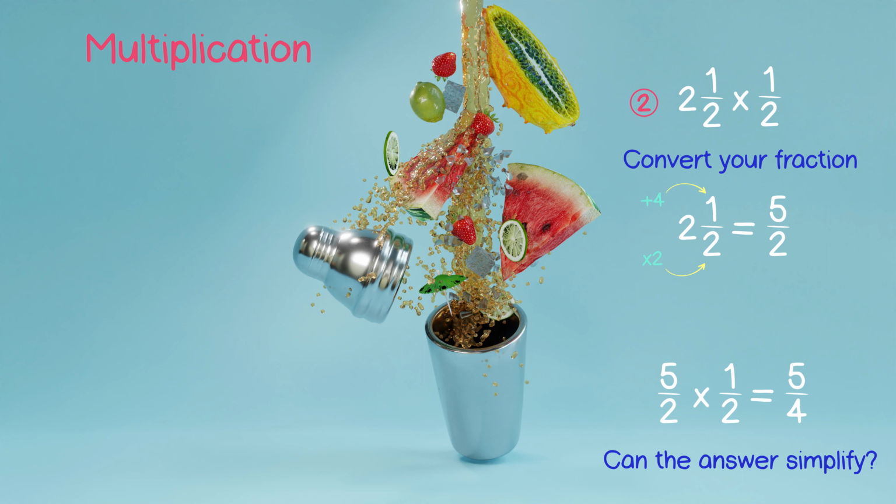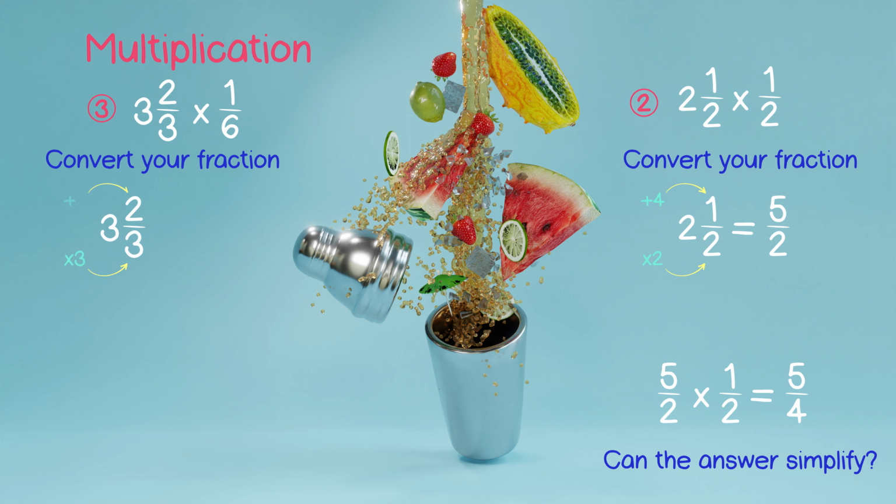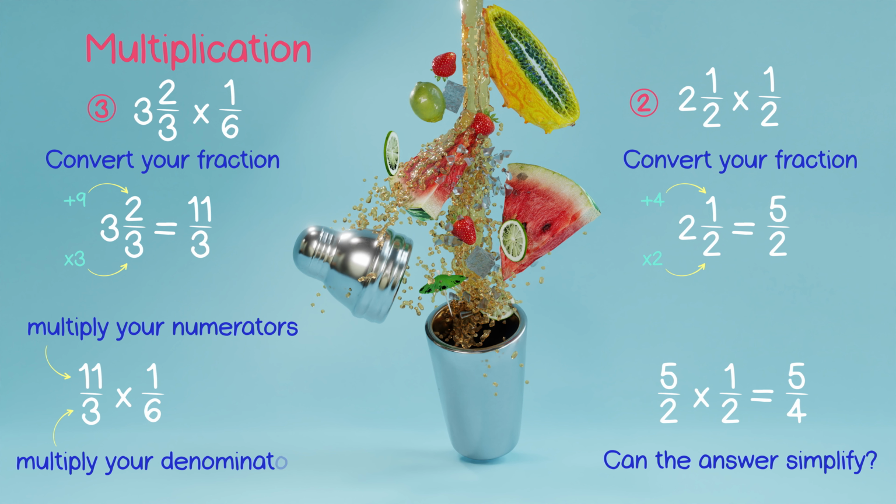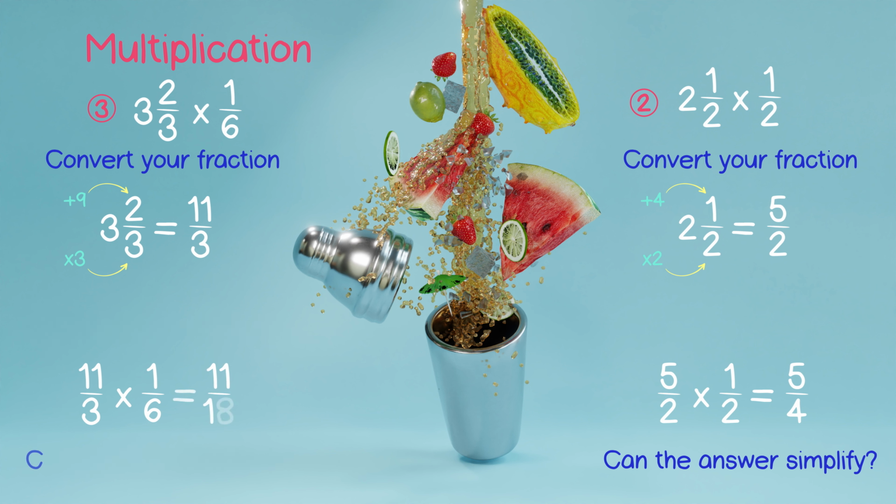Alright, let's try some slightly harder examples. What is 3 2/3 multiplied by 1/6? So just like before, we need to convert our fraction. 3 times 3 is 9, plus the 2, that's 11. So our improper fraction is now 11/3. Now just like before, we multiply our numerators and we multiply our denominators. So 11/3 multiplied by 1/6 gives us 11/18, and that does not simplify any further.